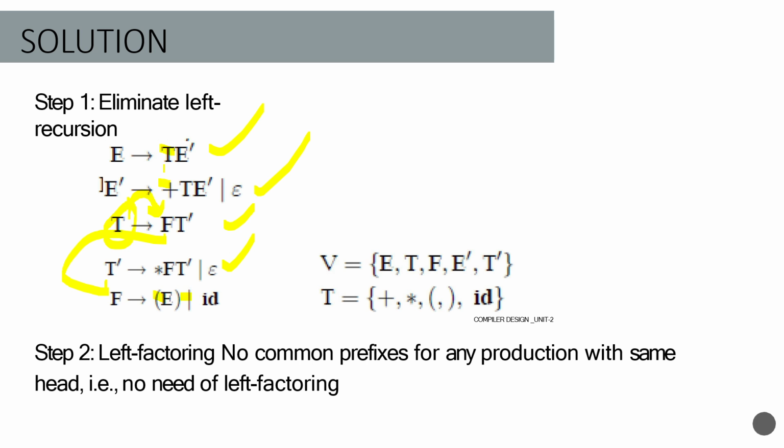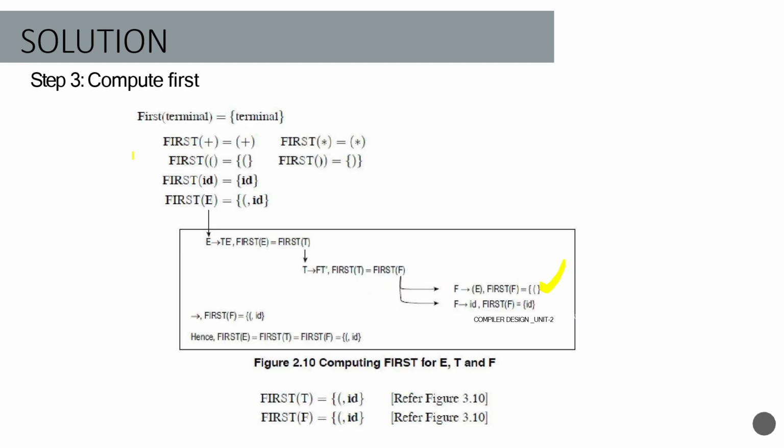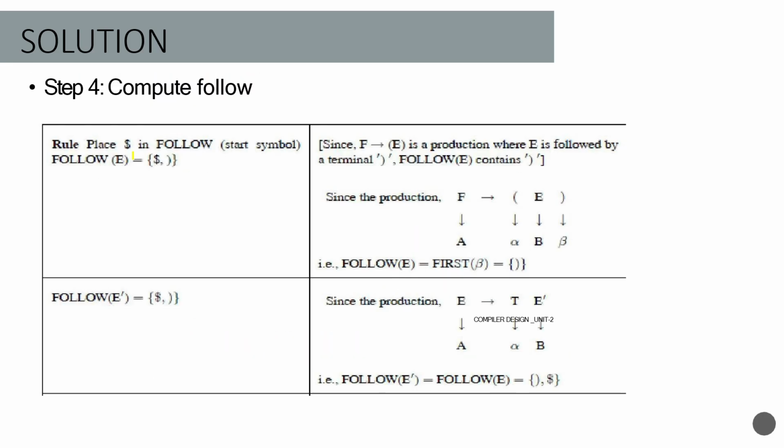Follow of E, we already found. Next one we need to find the follow of E dash. So what is follow of E dash? In this, nothing is following E dash. If nothing is following, it means follow of E dash equals follow of E. Follow of E dash is follow of E.